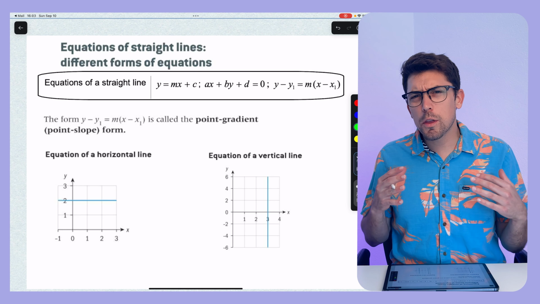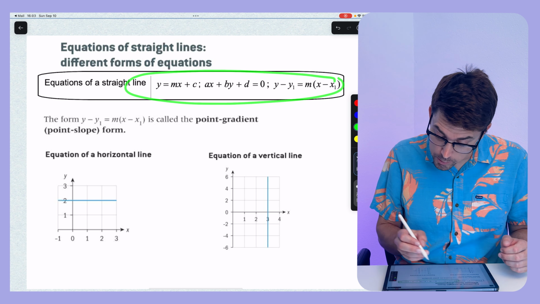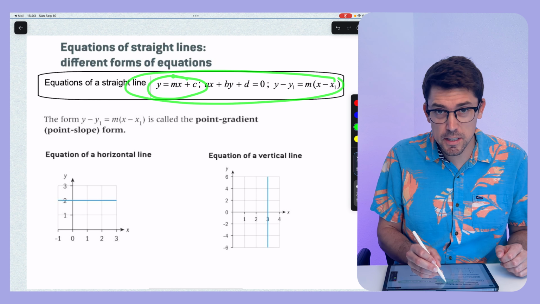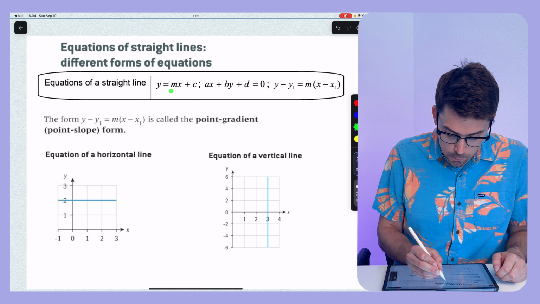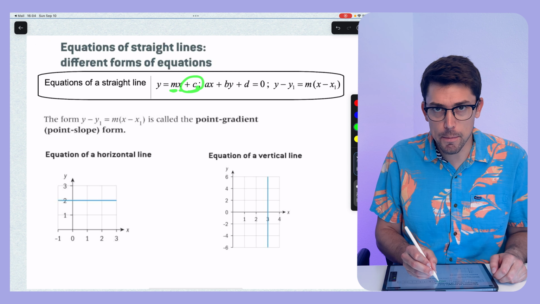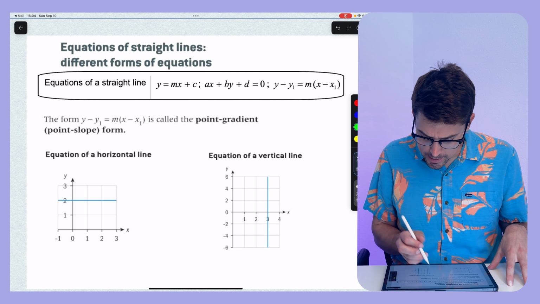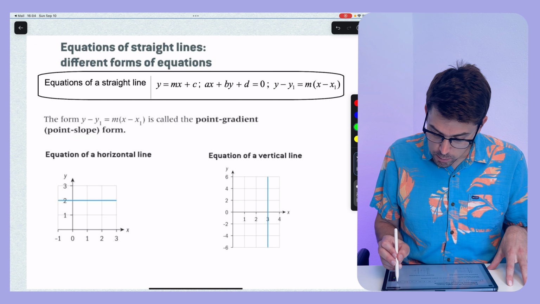All right, so when we're dealing with equations of straight lines, perhaps these may or may not look familiar. Most likely this one is y equals mx plus c, or y equals mx plus b, and it really is just y equals the slope times the x-coordinate plus whatever our y-intercept happens to be. And what we're going to go over today is called the point gradient or the point slope form, which is this one right over here.